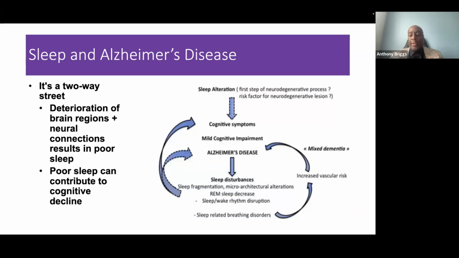It's a two-way street, or some may use the term U-shaped or bidirectional. The deterioration of the brain regions and neural connections results in poor sleep, and poor sleep can contribute to cognitive decline.